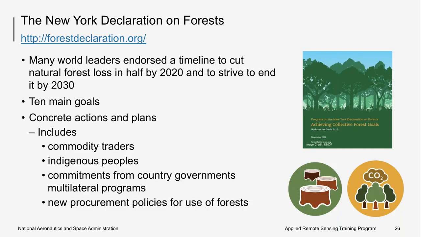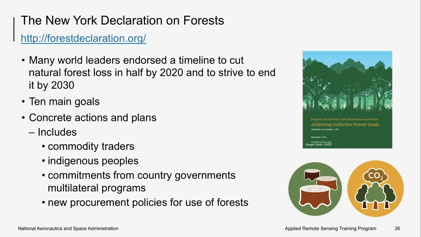The New York Declaration on Forests is a non-legally binding political declaration that grew out of dialogue among governments, companies, and society. The world leaders have endorsed a global timeline to cut natural forest loss in half by 2020 and to end it by 2030. It also calls for restoring forests and croplands of an area larger than India. Meeting these goals would cut between 4.5 and 8.8 billion tons of carbon pollution each year. And this is about as much as the US emits.